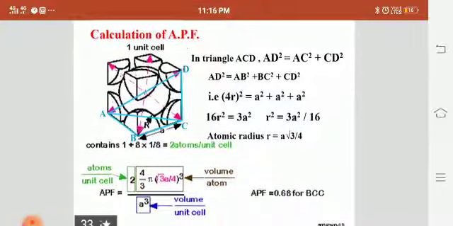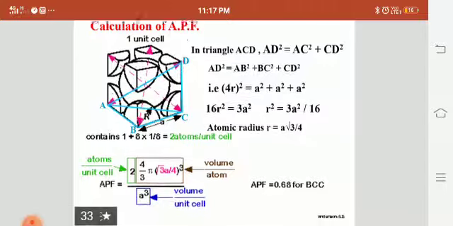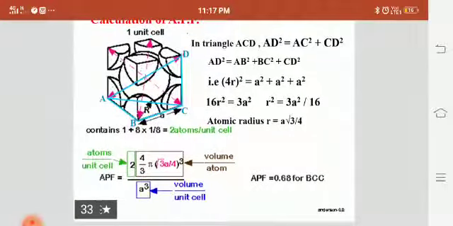So substitute the values. In case of atomic packing factor, we have number of atoms per unit cell into volume of the sphere divided by volume of the unit cell. Here we are substituting a root 3 by 4 as the R value. Substituting and simplifying, we get APF is equal to 0.68 for BCC structure. That is, 68% of the unit cell is filled by atoms. Remaining 32% is empty in the case of BCC structure.